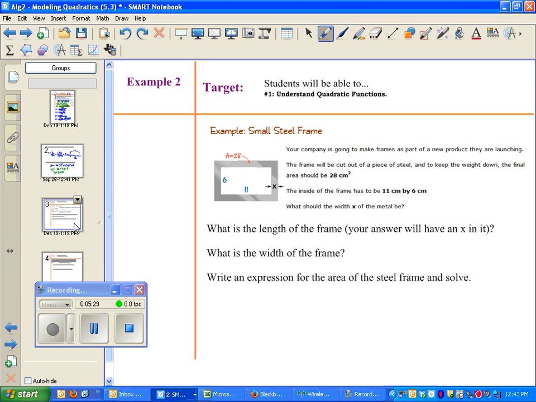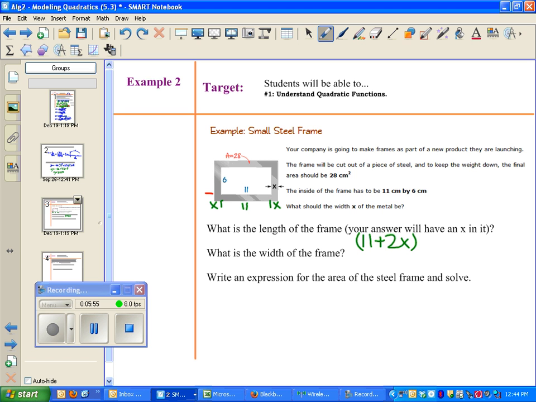All right, so we want to find the length of the frame, and my answer will have an x in it. So if here's the length, I know this part is 11, and I know the widths are x. So the length is going to be 11 plus 2x for the entire frame. The width of the frame is similar.